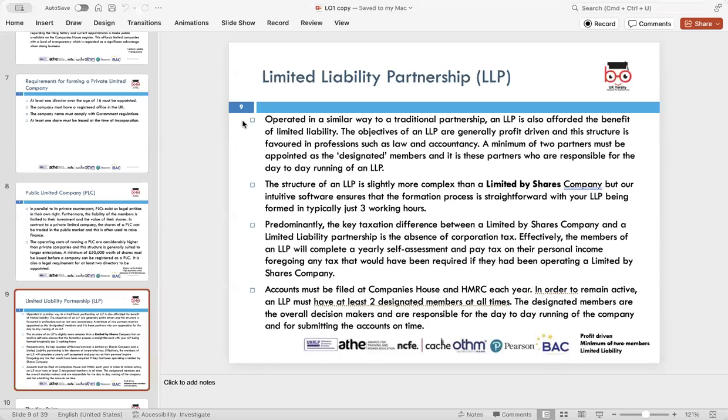In fact, the members of a limited liability partnership will be required to file an annual self-assessment and pay tax on their personal income. This means that they will be exempt from paying any tax that would have been necessary if they had been operating a limited company by shares. Companies House and HMRC are the two places where annual accounts have to be submitted. Always having at least 2 designated members is necessary for a limited liability partnership to continue to function. The designated members are the ones who make the decisions for the company as a whole. They are also the ones who are accountable for operating the business on a daily basis and ensuring that the accounts are submitted on time.